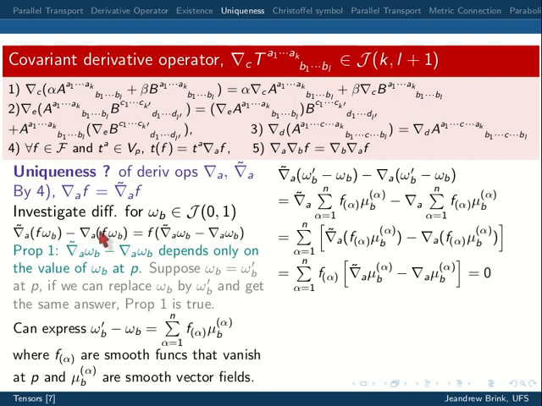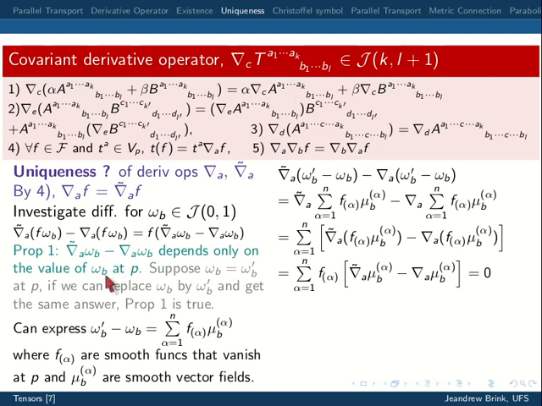Yes. Okay. Right. So then the proposition I want to prove is that this entity over here is dependent only on the value of this thing at the point P. Okay, not how the thing is changing off of point P. That's what I want to prove. That's the important thing. Okay.